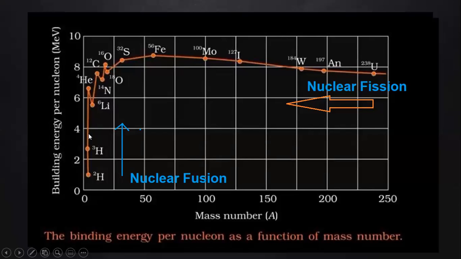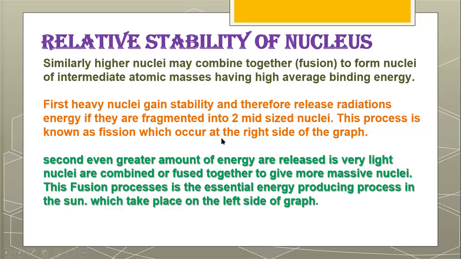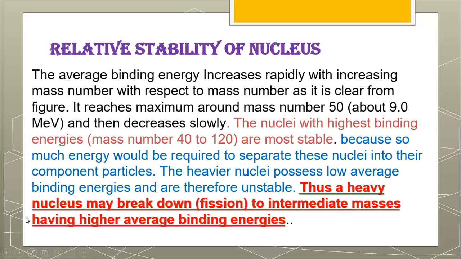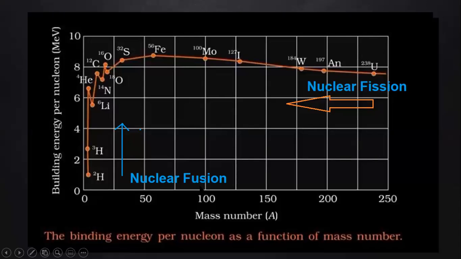The elements that start from this point, that is hydrogen, lithium, nitrogen, and oxygen, represent the lighter nuclei, while for the elements after iron, the mass number increases, and they have heavier nuclei. These heavier nuclei become stable by emitting radiation through the phenomenon of nuclear fission. We can say that a heavier nucleus gains stability by breaking itself down into intermediate masses of nuclei.